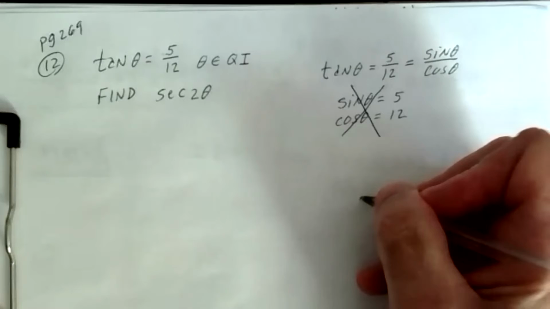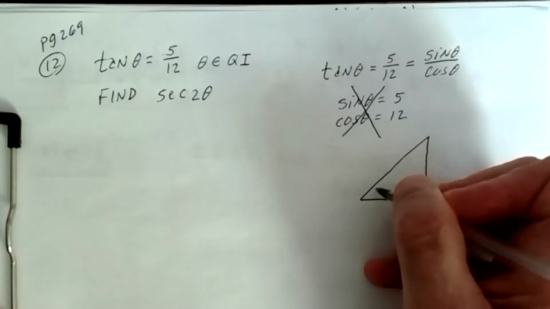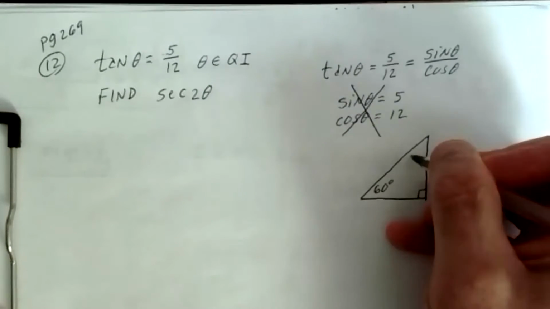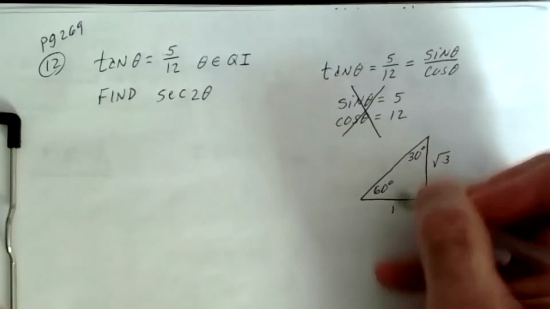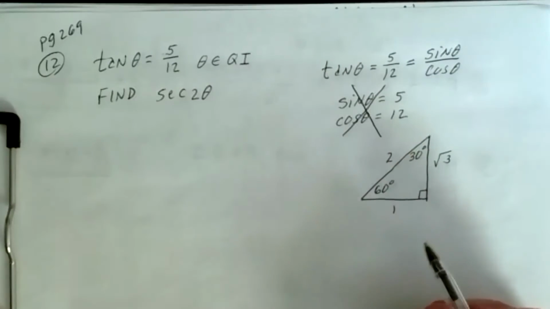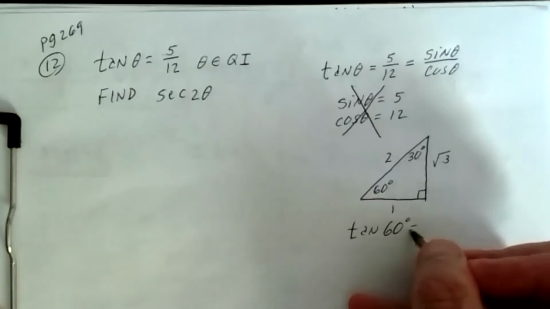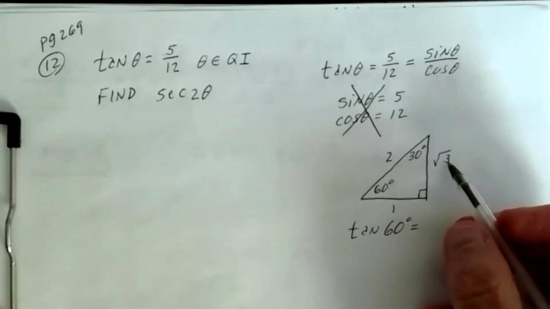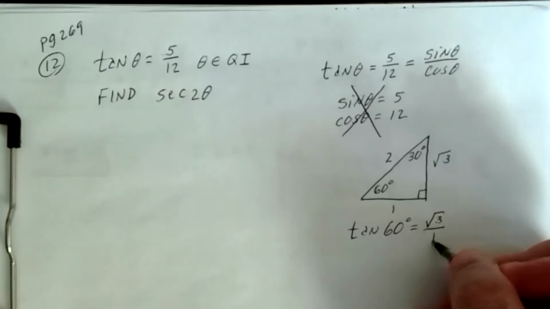Let me show you an example. If we have our 30, 60, 90 triangle, and of course, I label the sides the way we labeled them in class. If we look at the tangent of 60 degrees, for instance, we know the tangent is opposite over adjacent. So this will be the square root of 3 over 1.